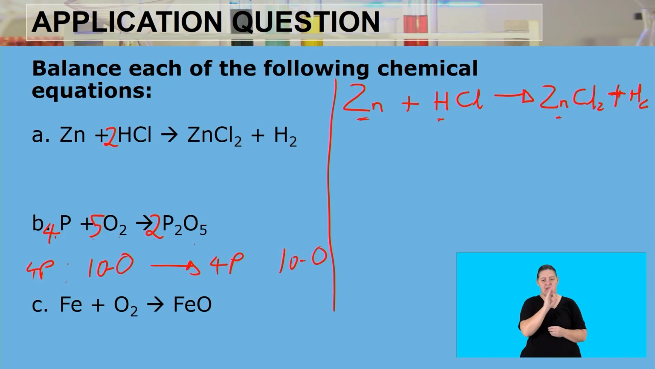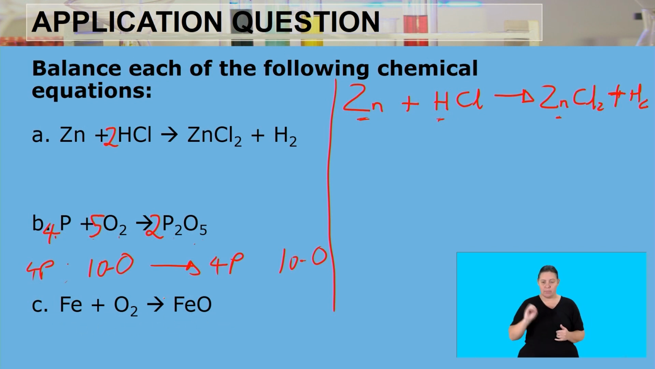Now let's look at our last one. We have Fe reacting with O2, and they are reacting to form FeO. Let's see if this is balanced. We have one Fe, one iron on the left-hand side, one iron on the right-hand side. So that is balanced. But oxygen, we have 2 on the left-hand side and 1 on the right-hand side. So I need to make sure that my oxygen is balanced on both sides.